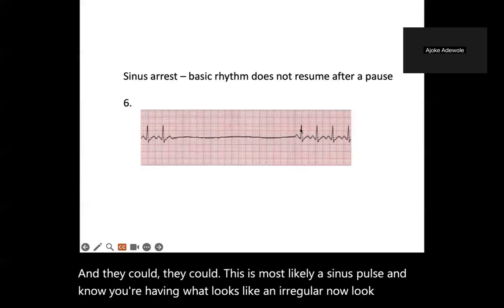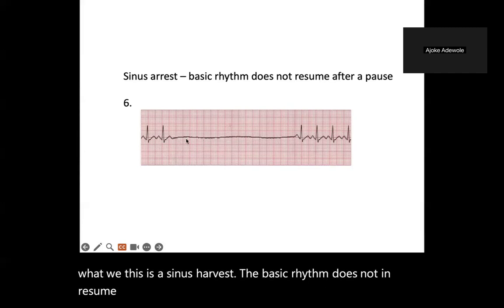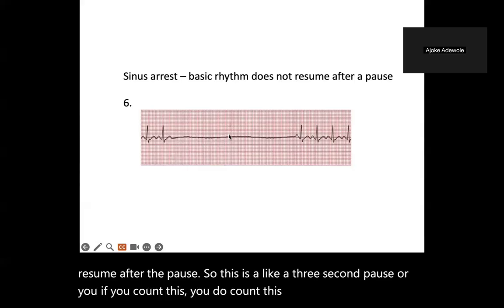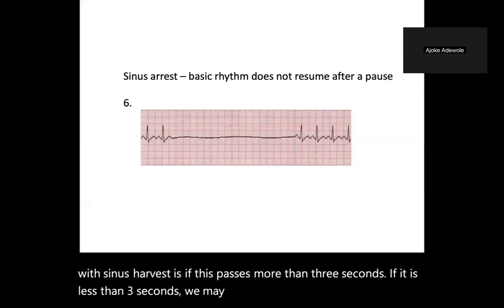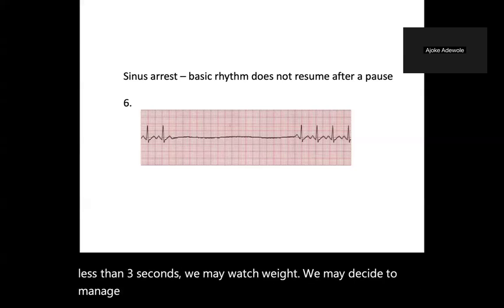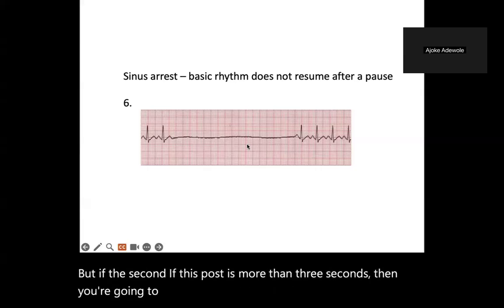Now look at this. This is a sinus arrest. The basic rhythm does not resume after the pause, so this is like a 3-second pause, or if you count this, you do count this. But what we worry about with sinus arrest is if this pause is more than 3 seconds. If it is less than 3 seconds, we may decide to manage conservatively, involve a cardiologist or not. But if this pause is more than 3 seconds, then you are going to be very worried.